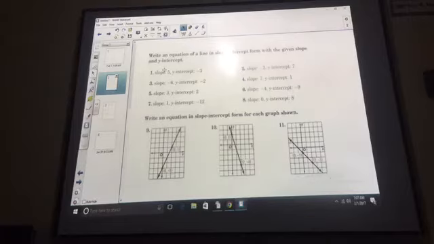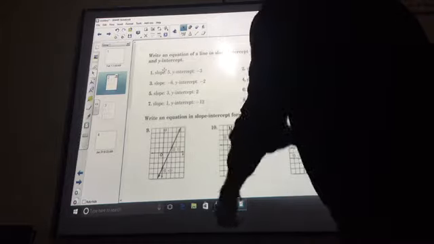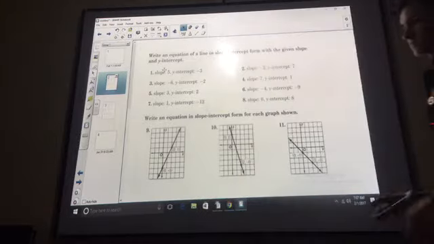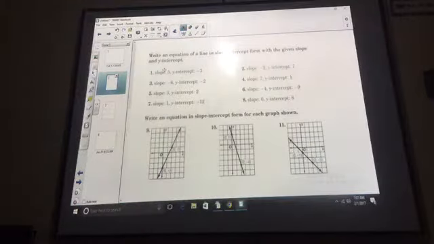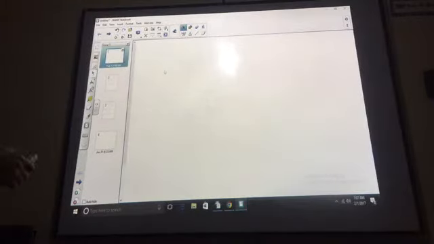Alright guys, so in this video I'm going to go over test 3. Test 3 is going to be entirely on slope-intercept form, right? So slope-intercept form, well, let's do this. I'm going to go to a blank page real quick and talk about a few things about slope-intercept form.